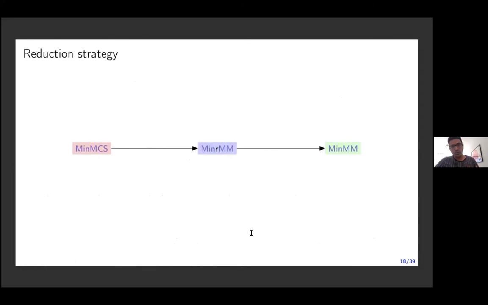So the reduction follows a 2-step procedure. You first reduce monotone circuits to this reduced version of Morse matching, and then you have another reduction from the reduced version to the absolute version. But in this talk, we'll focus only on the first part, because that's where the ideas are mostly.